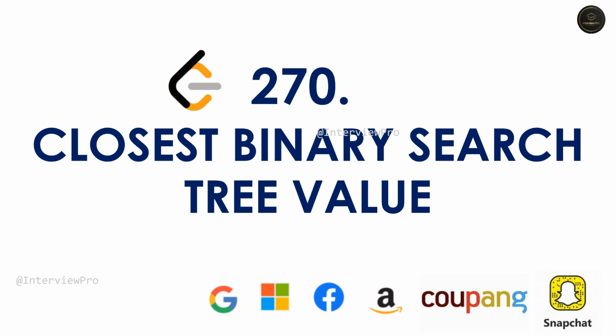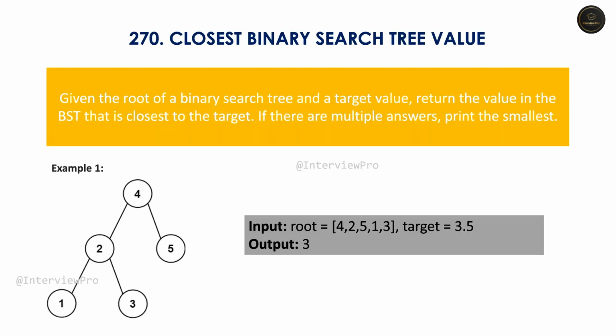This question was also asked in a number of interviews. You can see the companies listed here. So coming to the problem statement, a binary search tree will be given to us and a target value as well. We have to return the value in the tree that is closest to the target. If we have two nodes with values closer to the given target, we have to return the smallest.